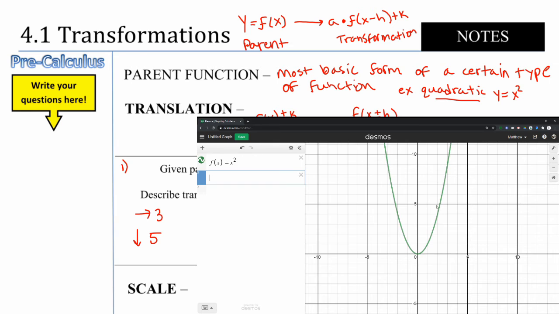Okay, so there's x squared. So we do (x minus 3) squared. So that moved us to the right 3. Minus 5 shifts us down 5. And if we actually compare the bottoms of these parabolas, it's really easy to see the translation. We went to the right 3 and we went down 5.